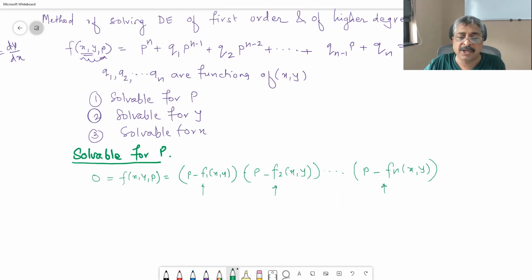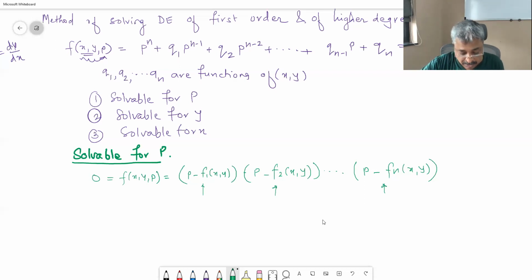Suppose there are n solutions, and they will satisfy the original given differential equation. Okay, that is a simple way of looking at this differential equation. Just like a polynomial in p, factorize it, and if you are lucky, you will get good factors and you will solve it. Let us learn by taking an example.